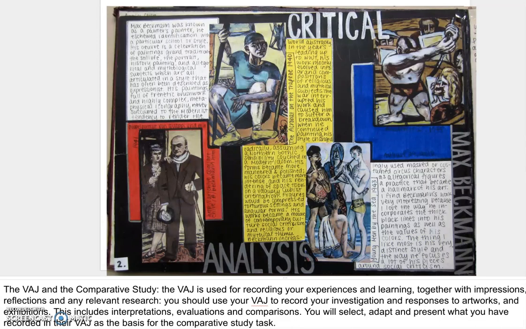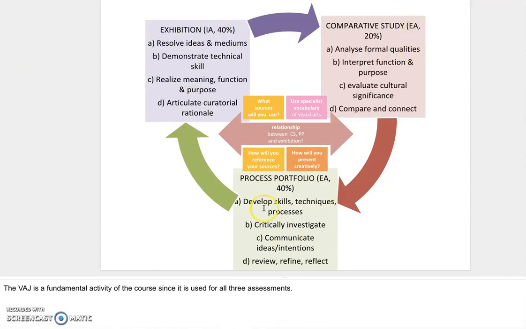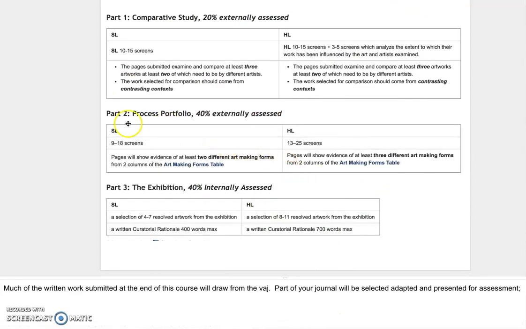All right, so what I want to do now is talk about the journal in relation to the 3 assessment components, which are the comparative study, the exhibition, and the process portfolio. For your information, the process portfolio, which is here, is essentially an adaptation of the Visual Arts Journal. So basically the Visual Arts Journal is turned into the process portfolio, but you actually need the journal for the comparative study and the exhibition. So let's just go over how you use it for those things quickly.